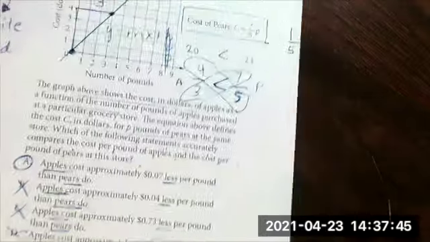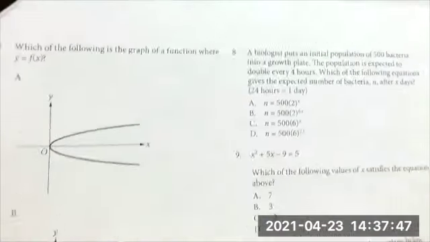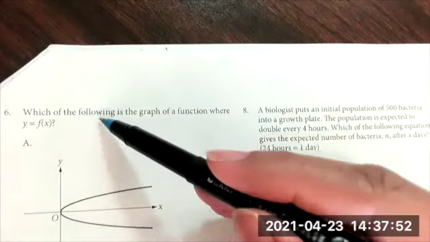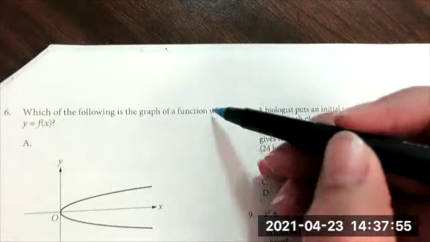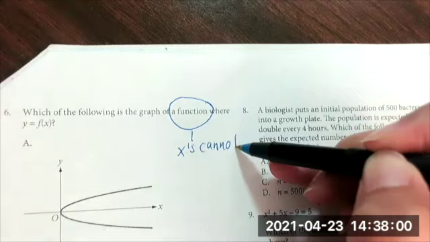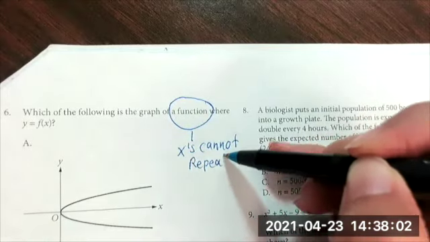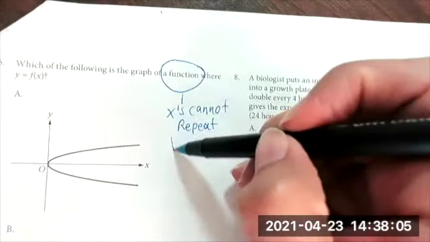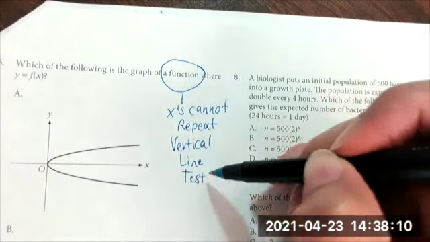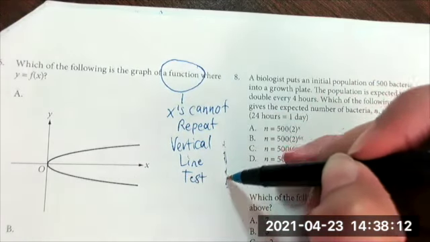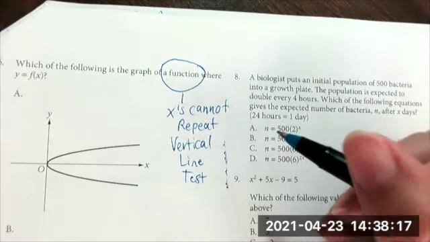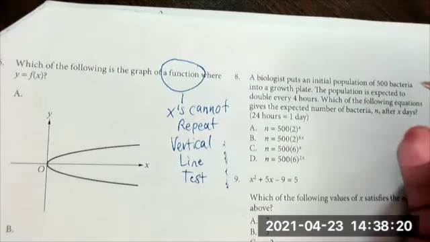Okay, number 6 here. It says, which of the following is the graph of a function? A function means x's cannot repeat. So that means we can do the vertical line test. If our graph touches our vertical line twice, then that means the x's repeat. So therefore, it would not be a function.